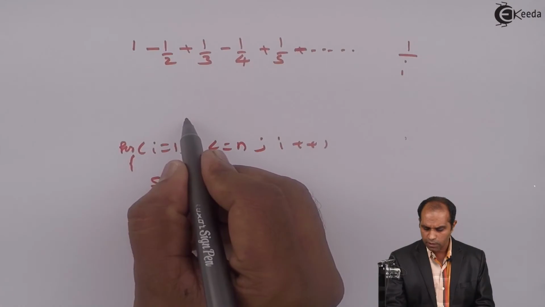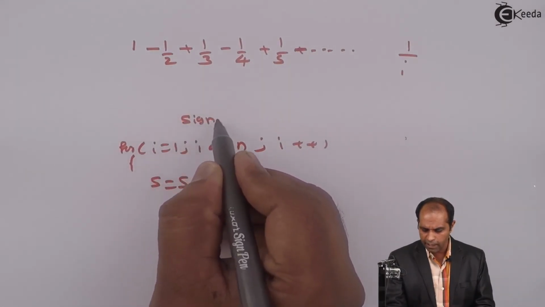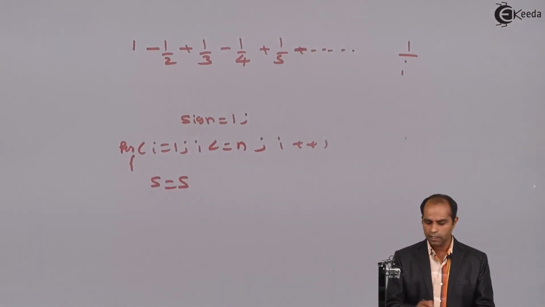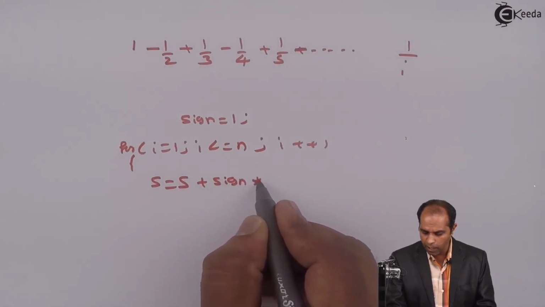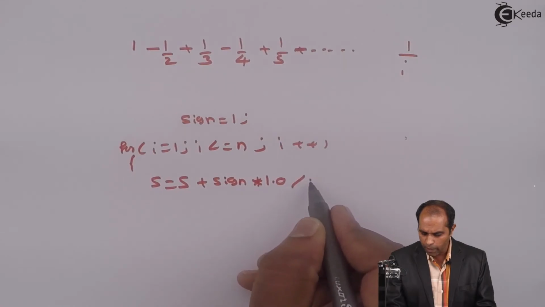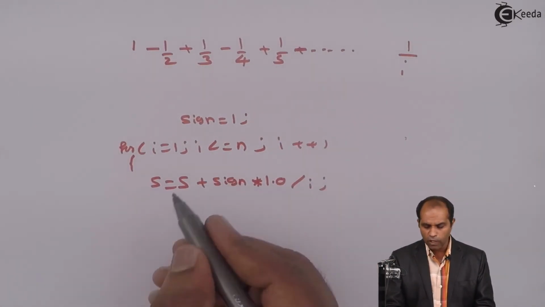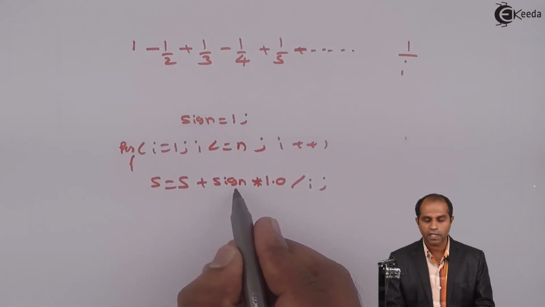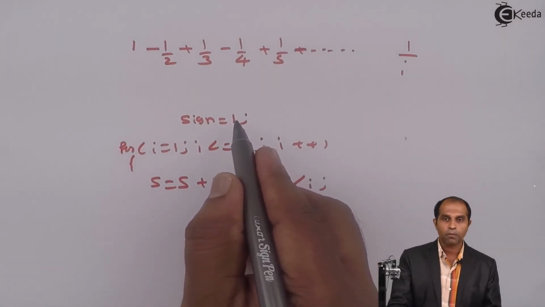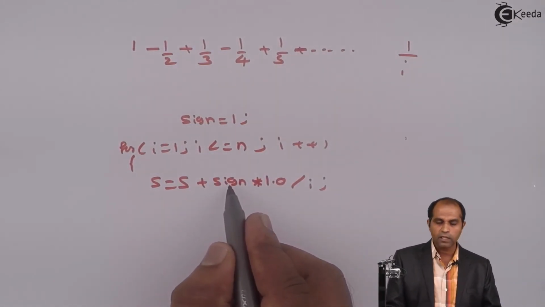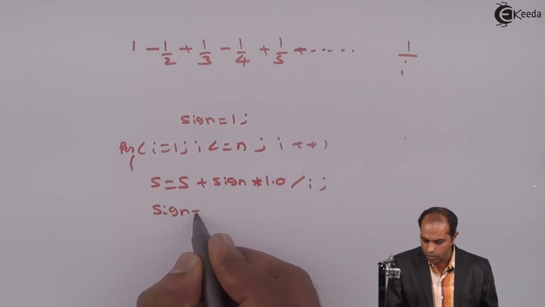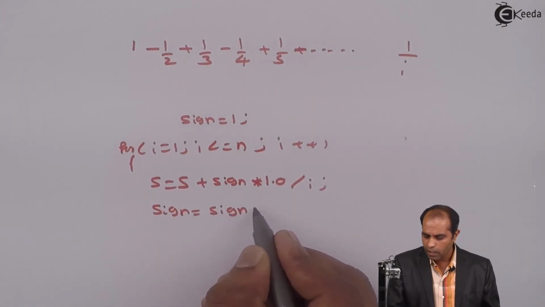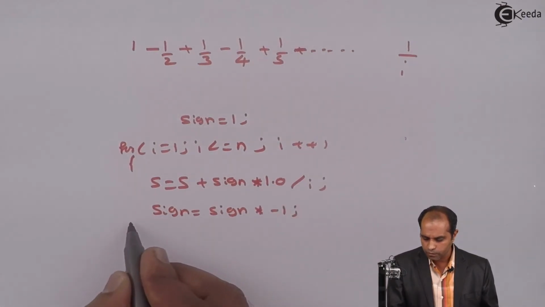For that, let me use a variable sign set to 1. And here I'll say s equals s plus sign multiplied by 1.0 by i. And before I go back, I'll change this particular sign. Now in this case i is 1, hence this 1 is multiplied by 1.0, so it will be plus 1. So I'll say sign equals sign asterisk minus 1.